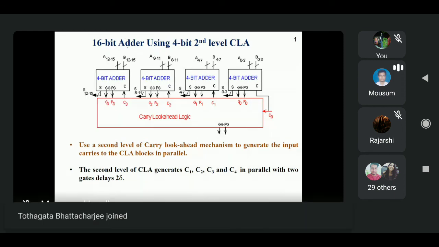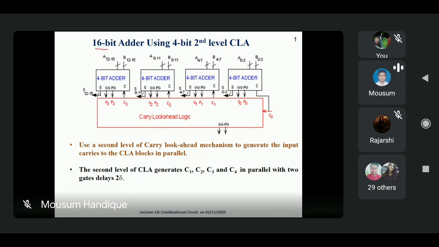So today again I am discussing this particular part: a 16-bit adder using the 4-bit carry look ahead adder. Why I am using a second level, I'll discuss after a few seconds. You already know how we design the 4-bit adder using the carry look ahead adder. We have already discussed it in the earlier class.